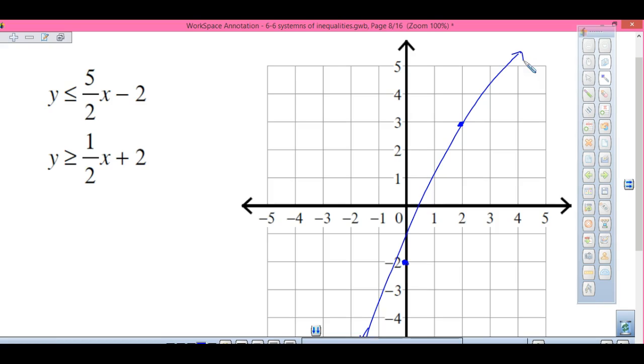Dang it. All right, so what do we have to check? (0, 0). Is 0 less than or equal to 0 minus 2? No. So no, we don't want it shaded there. So where do we have to shade?